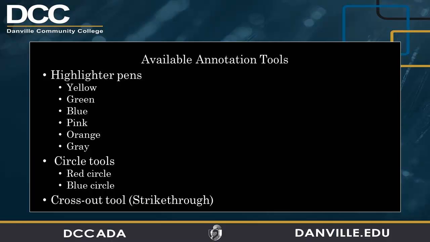Kurzweil refers to annotation or document markup tools as study skill tools. This set of document markup tools includes color highlighter pens, circle tools, and a cross-out tool. This set of tools is available on the reading toolbar to the left side of the main Kurzweil application window.